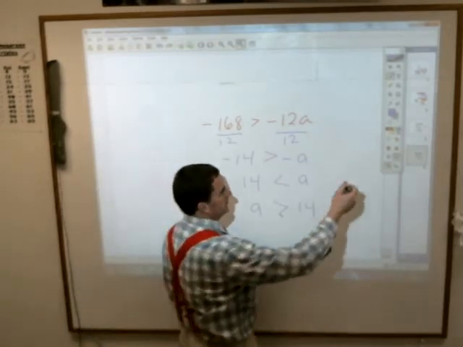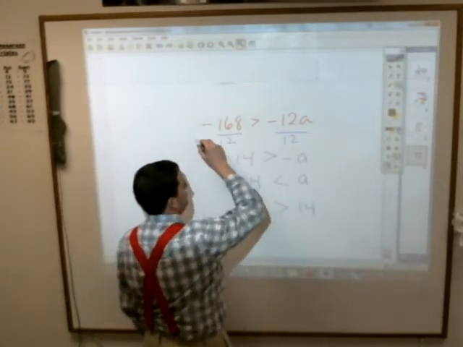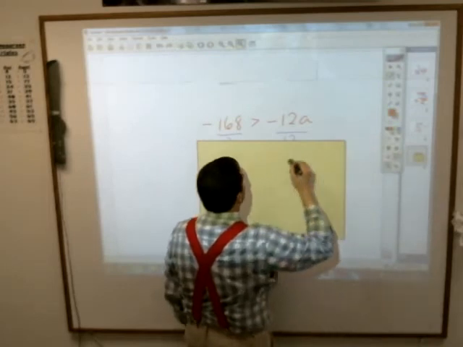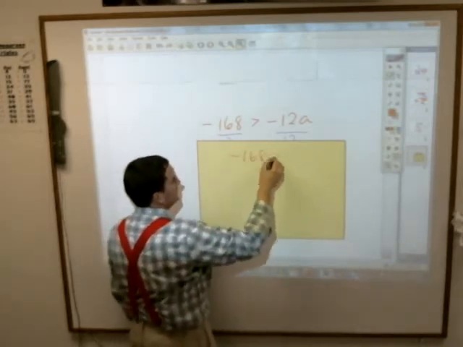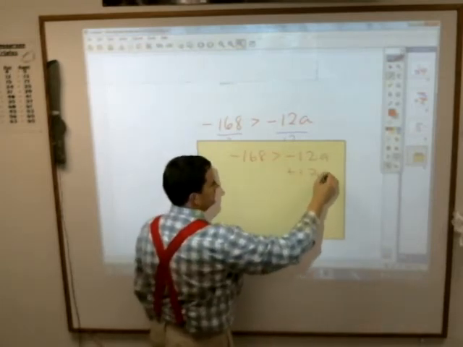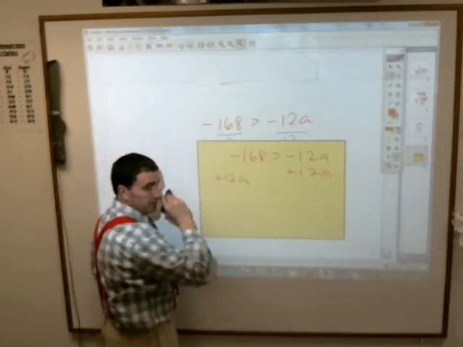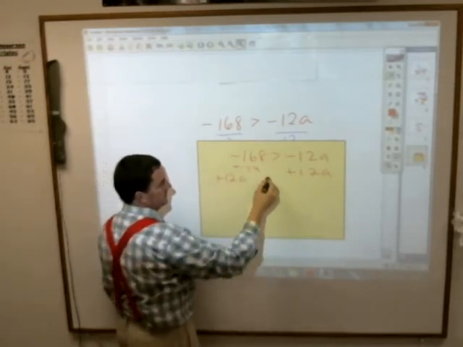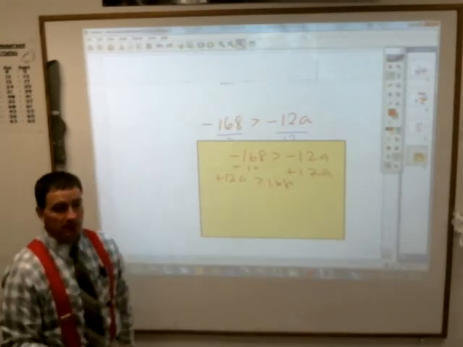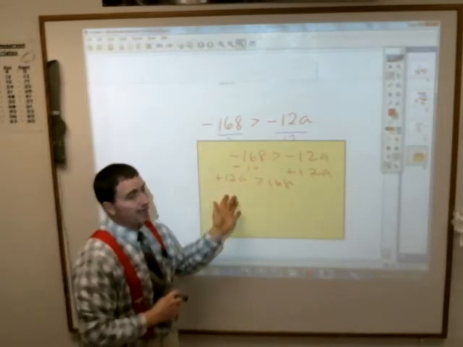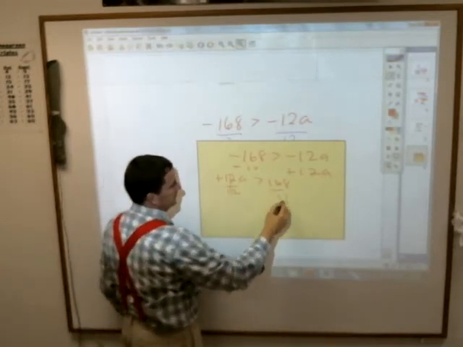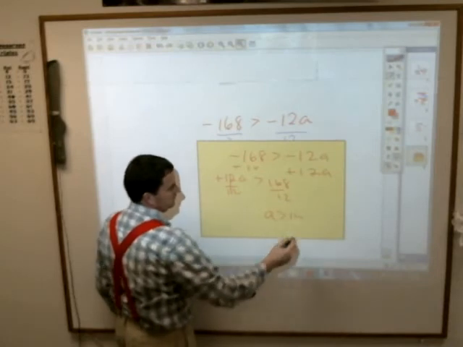Now, could it have worked like this? Let me show you another alternate route. We're still going to get the same thing. If I had this negative 168, I could have added 12A to both sides, which gets my 12A over there, and then added 168 to the other side. Notice the sign doesn't change. When you add or subtract things from one side to the other, you never change the inequality. It's when you divide by a negative or multiply by a negative that it would change. And then just divide by 12, and you still get A is greater than 14.